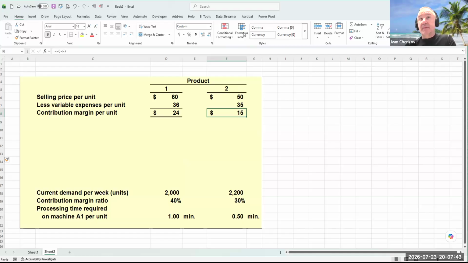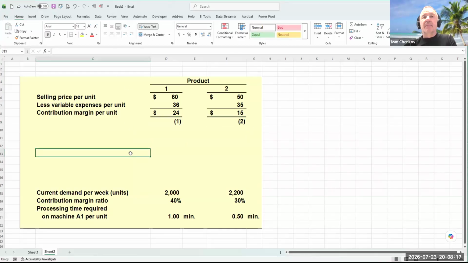As you can see, at this point, my most profitable product is product 1. That should be my choice 1, and this should be my choice 2 at this point, ignoring all the other information that we have available, only based on the information that we have up to this point.